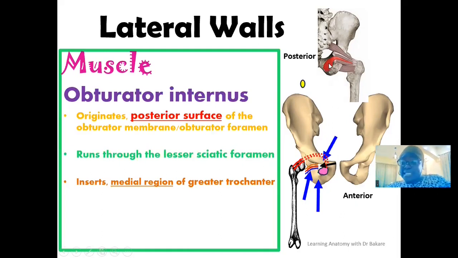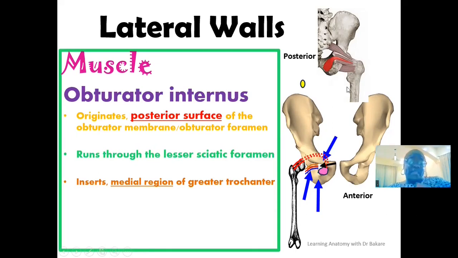And after the emergence, you see the fibers passing through the lesser sciatic foramen. And this is the lesser sciatic foramen here. This is the greater sciatic foramen above. So it passed through the lesser sciatic foramen. And finally, you see the fibers will be inserted on the medial aspect of the greater trochanter of the femur. And this is what is seen here in this image.